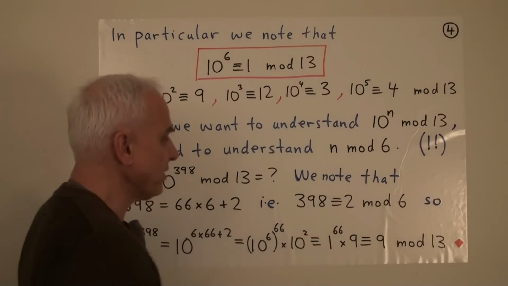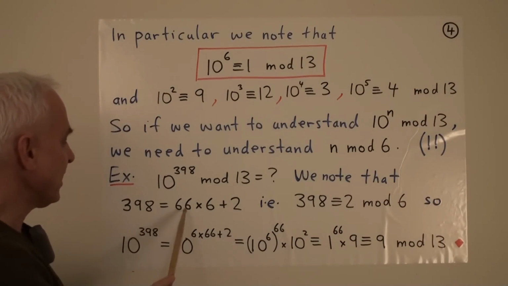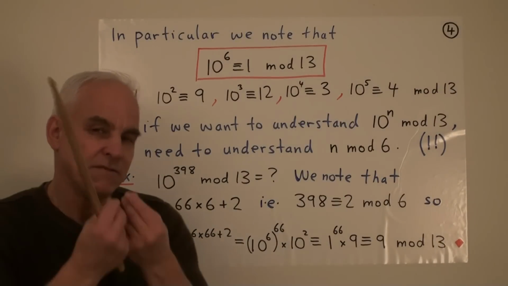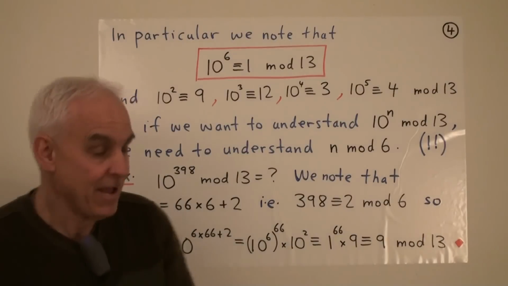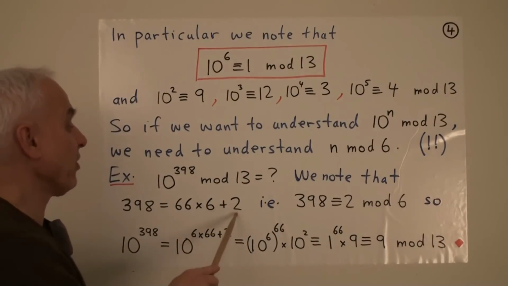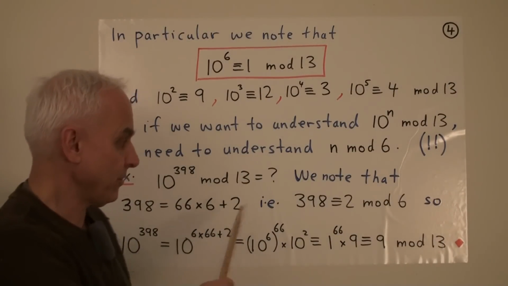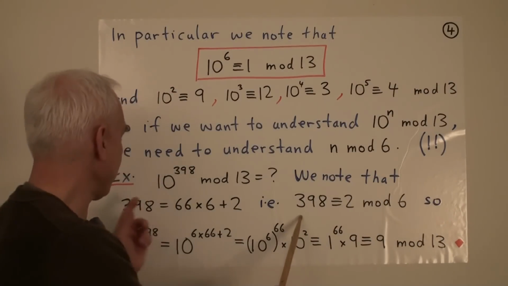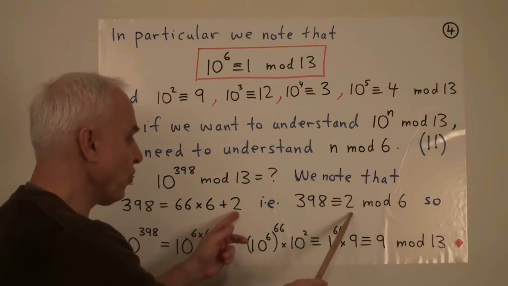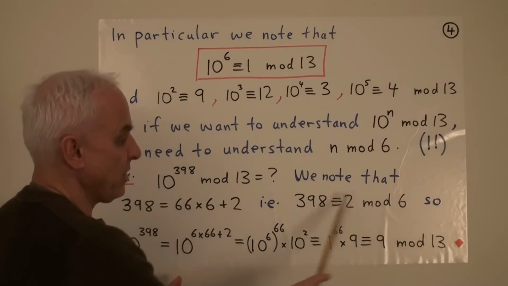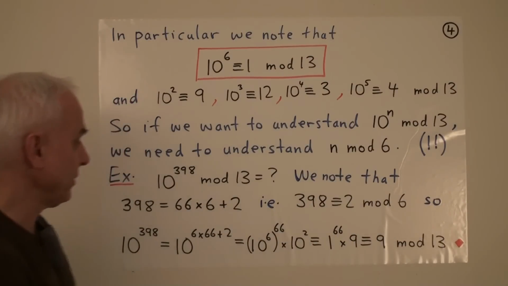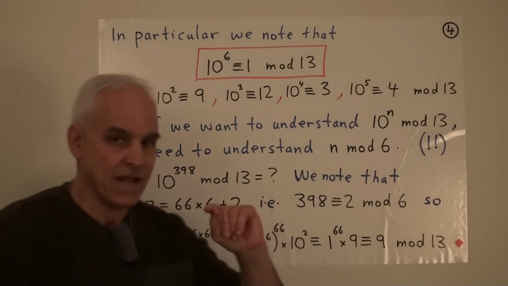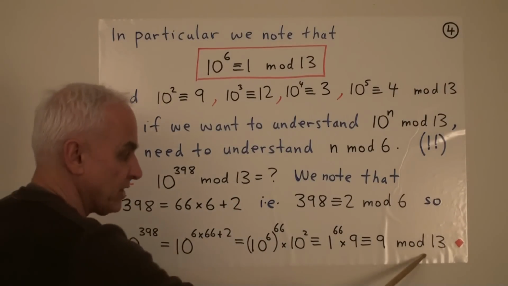Okay, so let's note that 398 is 66 times 6 plus 2. In other words, if I divide it by 6, I get a quotient of 66 and a remainder of 2. All right, so in modular arithmetic language, that's saying that 398 is congruent to 2 mod 6. The remainder that you get when you divide it by 6 is 2. We're talking about this exponent up here. Knowing that, we can now do the following computation, mod 13.